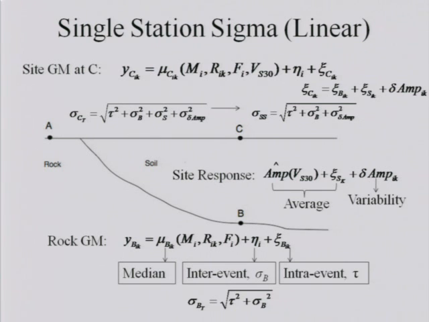This is knowable. And when I have 20 or 30 records, we have data now in Taiwan and in Japan and in Southern California where you've got stations that have multiple recordings of earthquakes. And from those, we can get at this term. Okay, and so this really is an epistemic uncertainty and doesn't belong in our aleatory standard deviation.